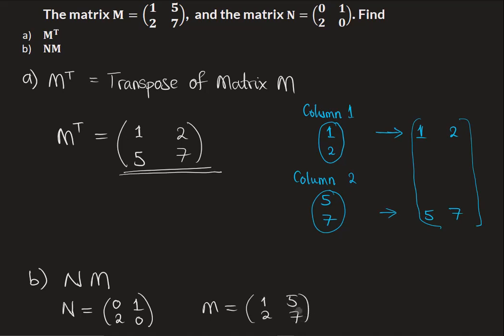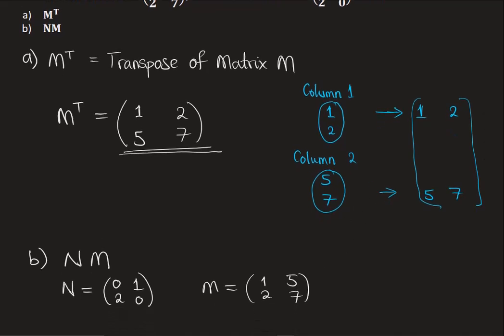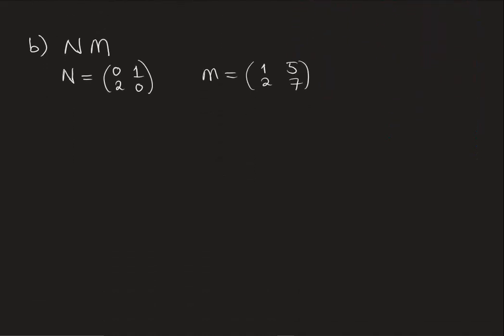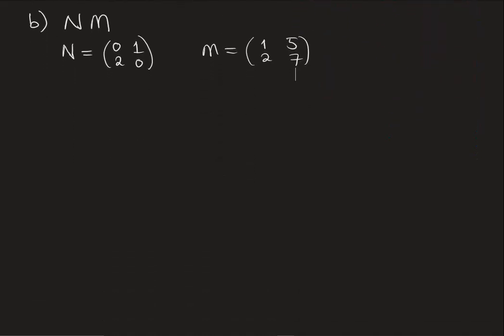Don't take the matrix that we have transposed in A. That will be a big mistake. So now, using these two matrices, N and M, we're going to perform matrix multiplication. How do we do matrix multiplication?